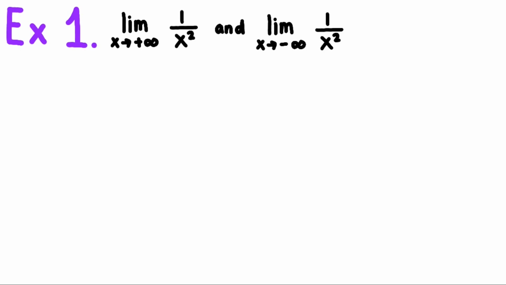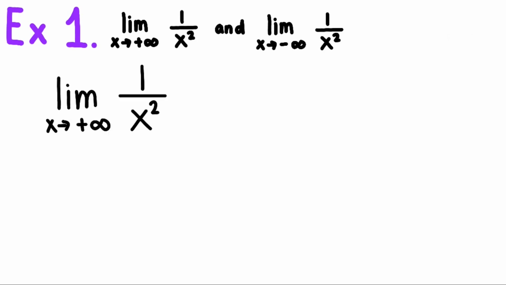Okay, good. So let's start. Let's focus first on the first limit out here. We have the limit as x approaches positive infinity of 1 over x squared. If we try to plug in positive infinity in this function, we'll have 1 over positive infinity squared.